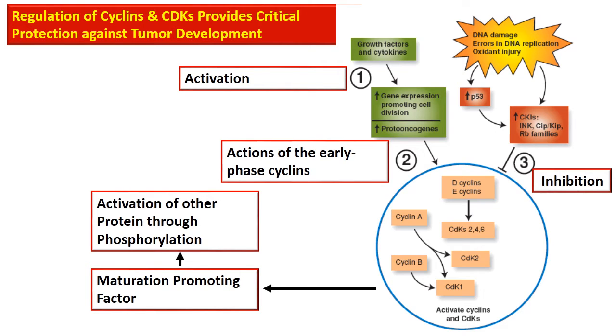This can occur by the action of TP53 directly or indirectly by the activation of cyclin kinase inhibitors. The cyclin kinase inhibitors are INK, CIP, KIP and RB families.